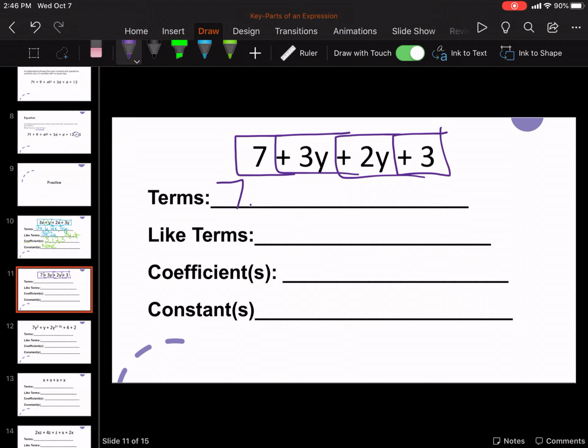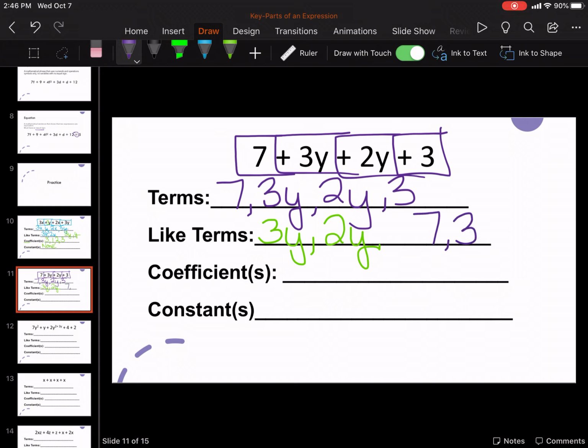Okay, so we have 7, 3y, 2y, and 3. So my like terms are going to be 3y and 2y. And then they're also going to be 7 and 3. Remember, constants are like terms. Coefficients are your copilots, so constants don't have any. So we have the 3 and the 2 are my coefficients, my numbers with my variables. And then my constants are 7 and 3, just the 2 of them.